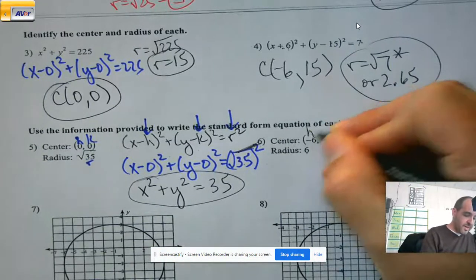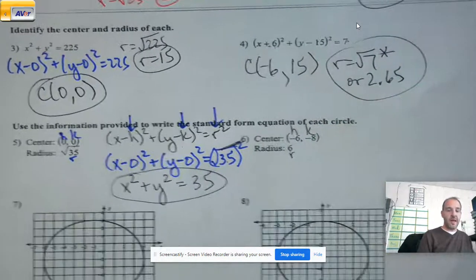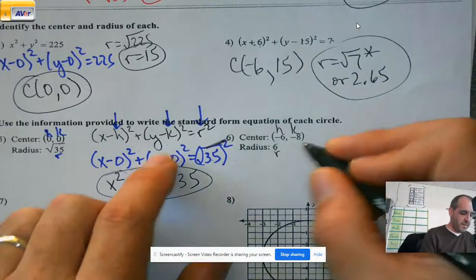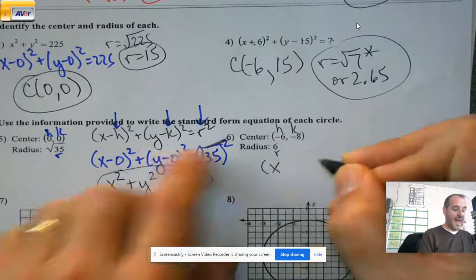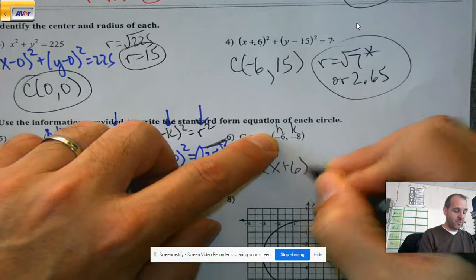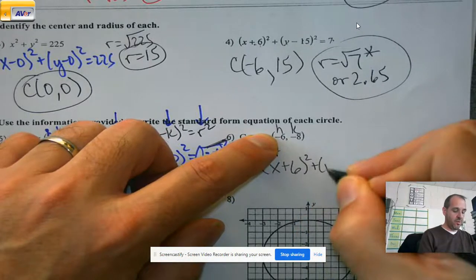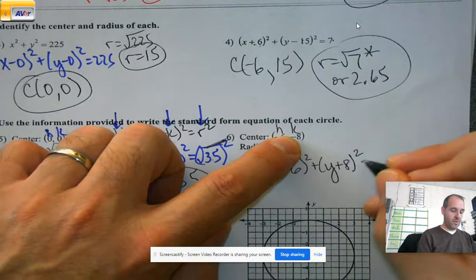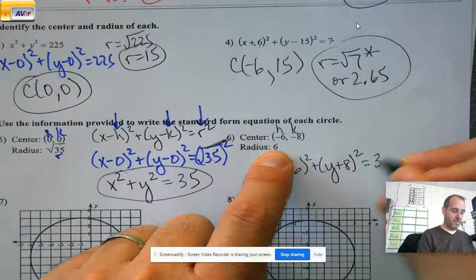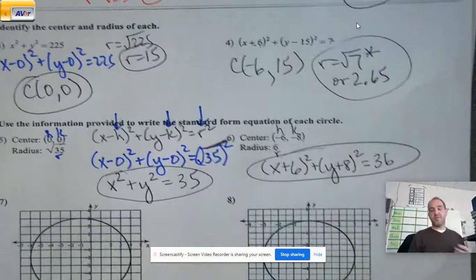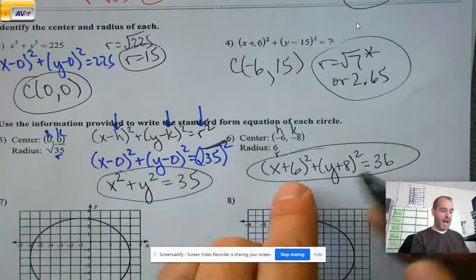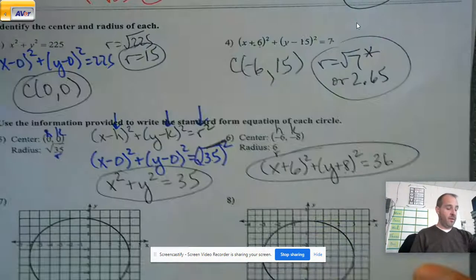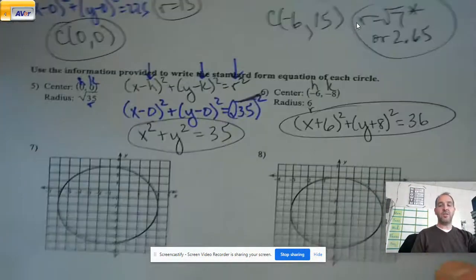So I would always label H, K, and R. And if I don't have this available, and there's no reason you don't, you should have a note sheet there. And then again, X opposite of H squared plus Y opposite of K squared equals 6 squared. Okay, so there's 3 pieces I got to remember. Opposites on H and K and squaring my radius. And that's it. And the only other twist we can have is maybe I don't give you all the numbers.